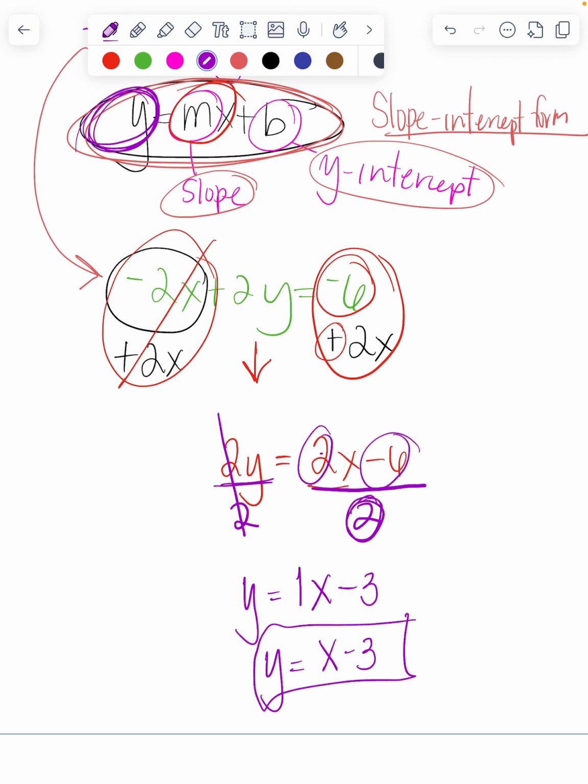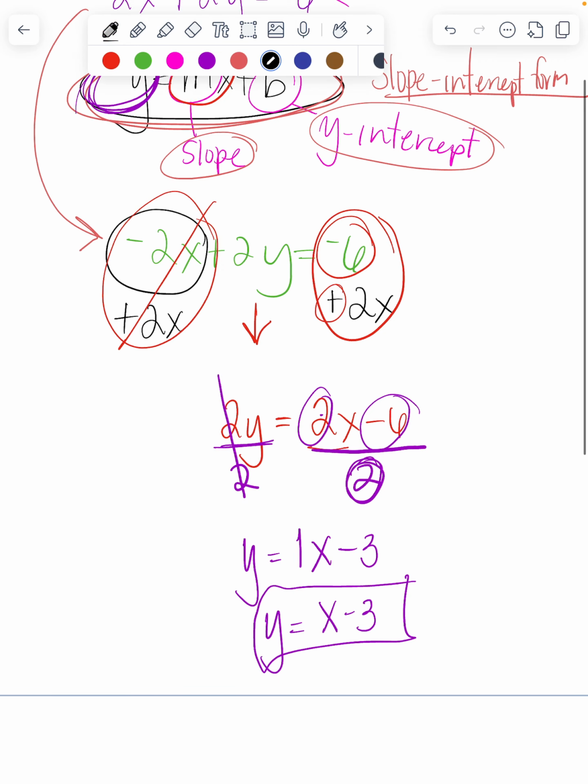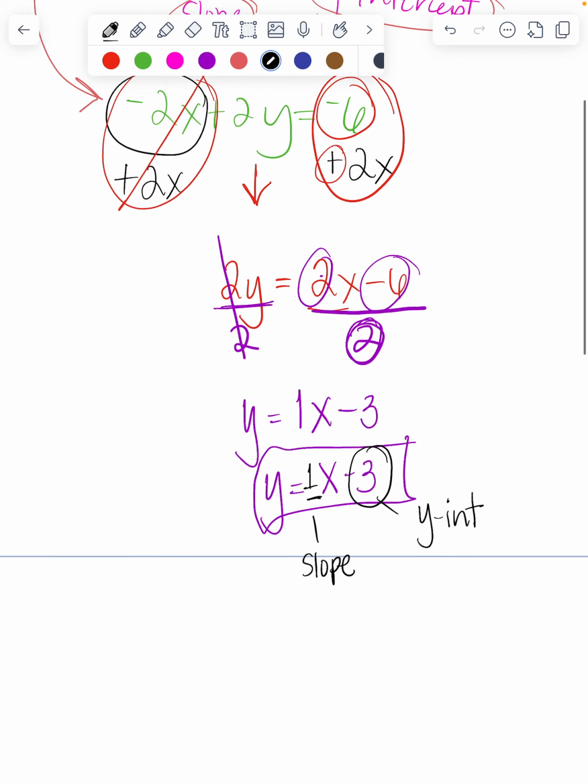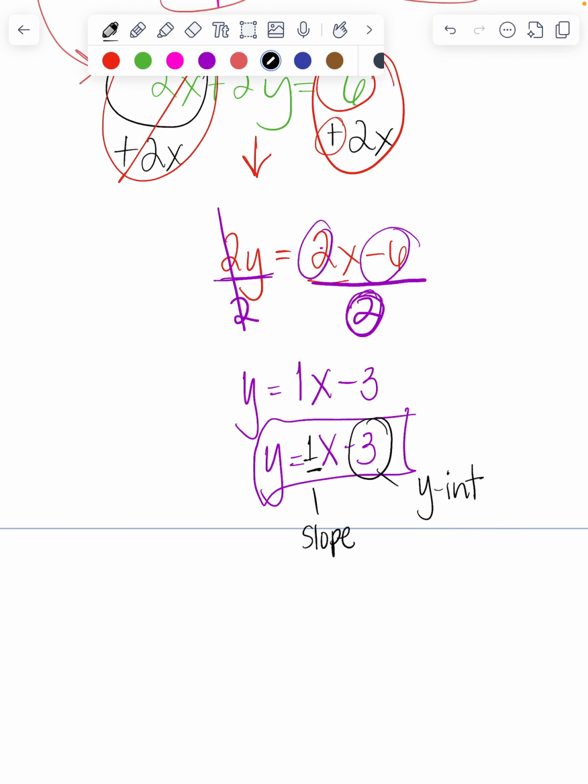And so now that it's written this way, I can see that the y-intercept is negative 3, and the slope is the number in front of the x, in this case 1. So that's the slope. And now I can graph it. Let's just graph it really quickly.